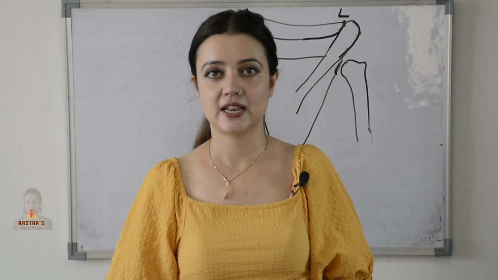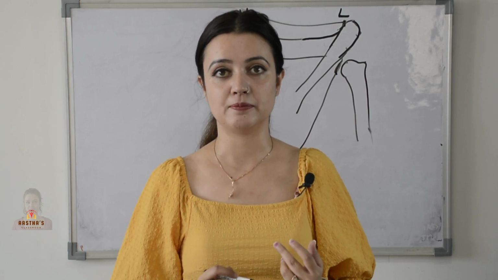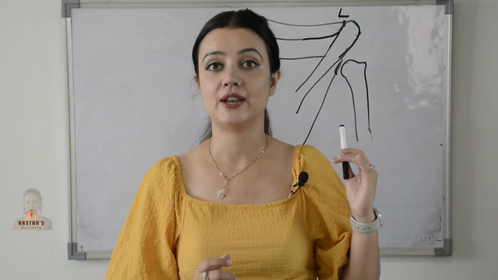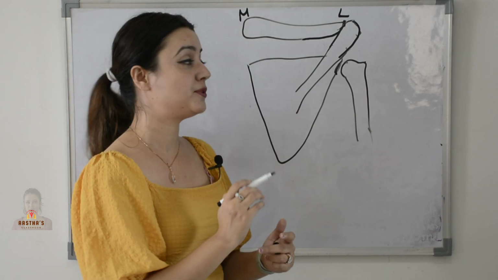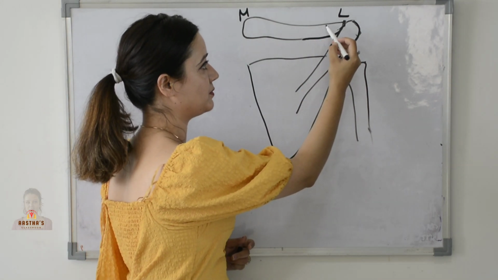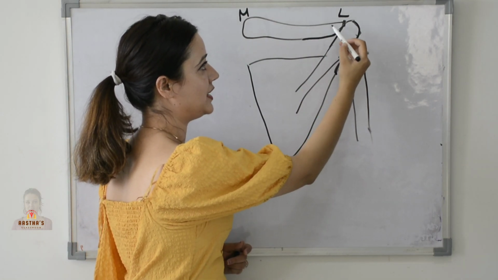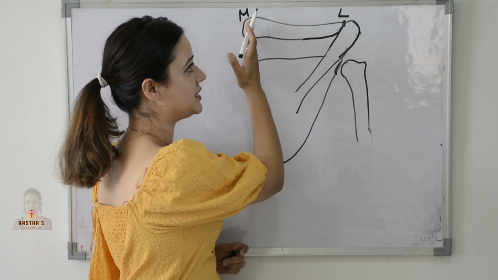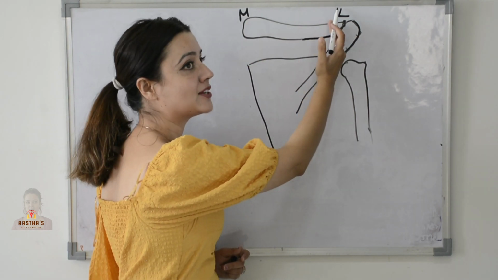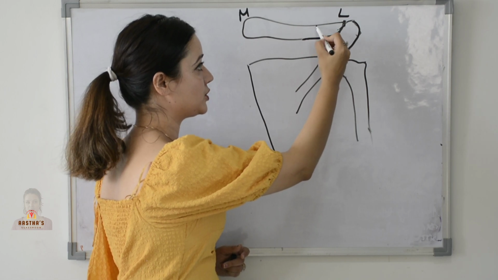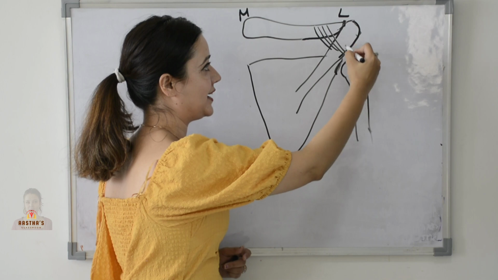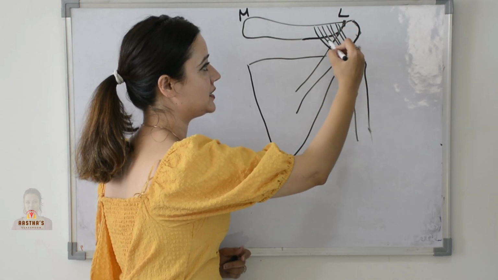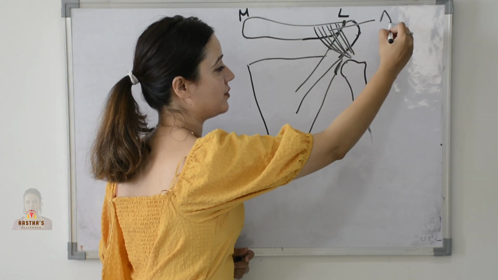The deltoid muscle has altogether 3 fibers: anterior fiber, middle fiber and posterior fiber. Now let's see where these fibers come from. The anterior fiber of deltoid originates from the clavicle, from the lateral aspect of the clavicle. Since this is the medial part of the clavicle and this is the lateral part of the clavicle, it comes from the anterior border of the lateral end of clavicle. So this is our anterior fiber.